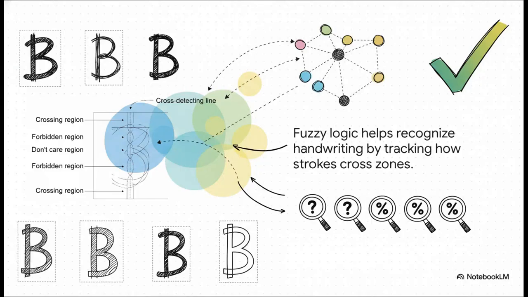When it comes to pattern recognition, fuzzy logic is a lifesaver because it handles variability so well. I mean, think about recognizing a handwritten B. Everybody writes it a little differently, right? A fuzzy system can use rules based on how much the character crosses certain zones, which makes the whole thing way more flexible and reliable.